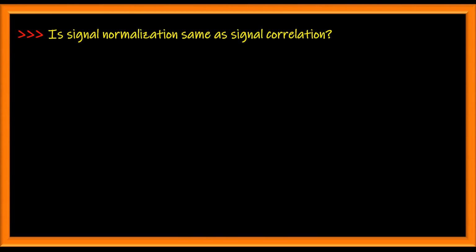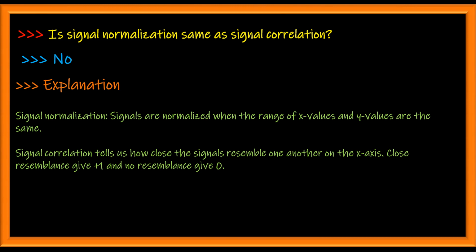Is signal normalization the same as signal correlation? No. Signal normalization normalizes the signal for the same x-axis range and y-axis range, whereas signal correlation tells us how closely two signals resemble one another. The closer the resemblance, you get a +1, and the lesser the resemblance moves to 0.